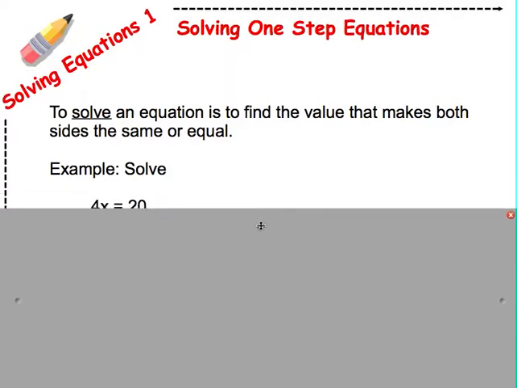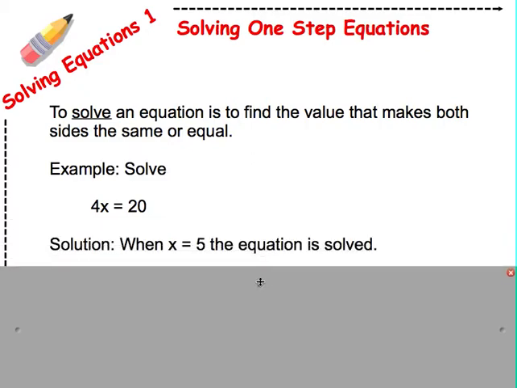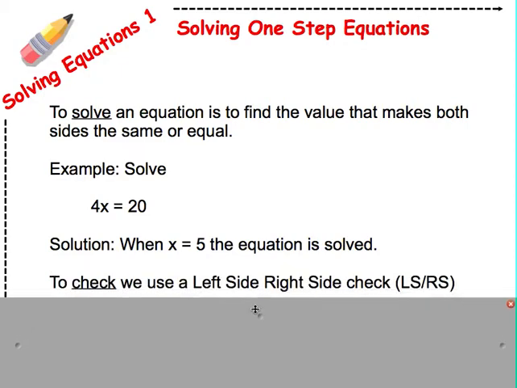For example, if we were to say solve 4x is equal to 20, we would be looking for the value of x that makes the left side and the right side of this equation equal. Well, we know the solution probably by eyeballing it. When x equals 5, the equation is solved.